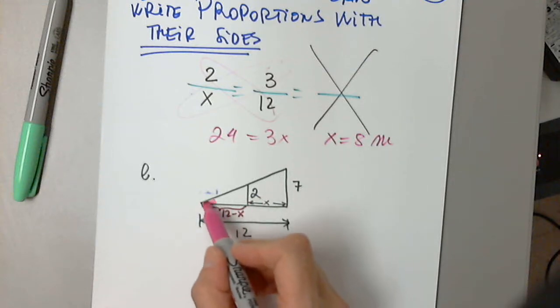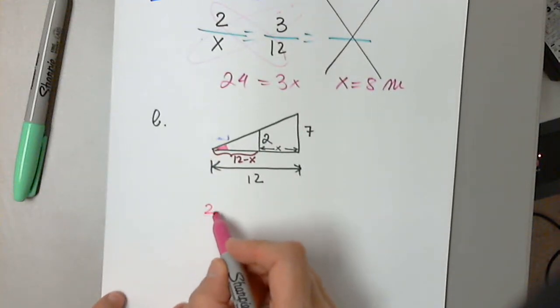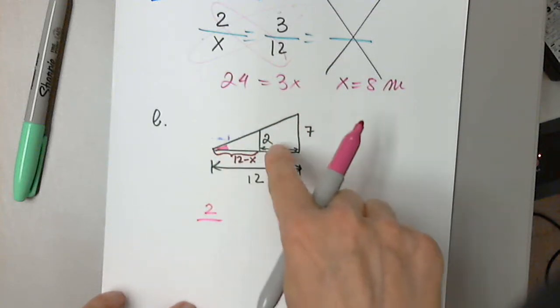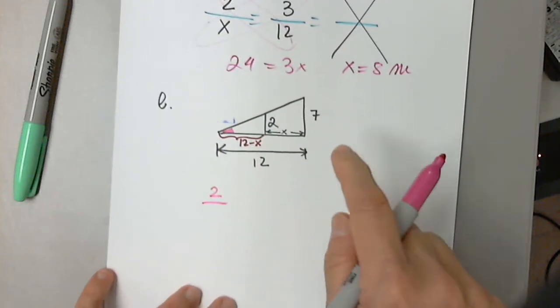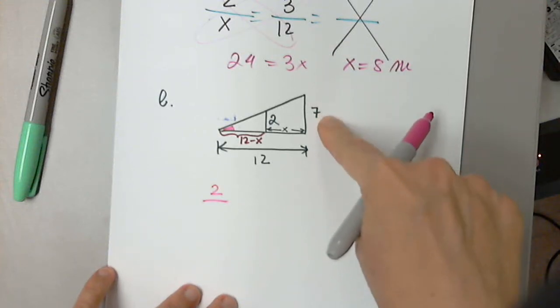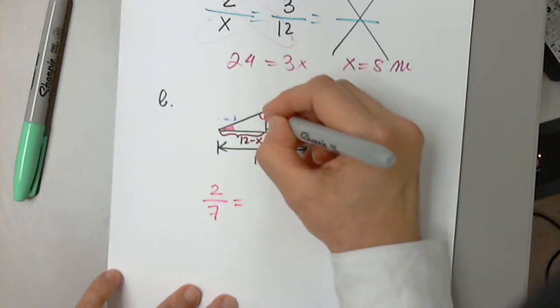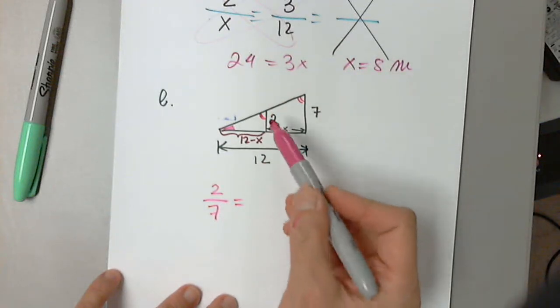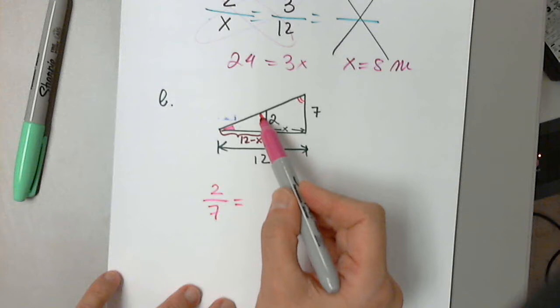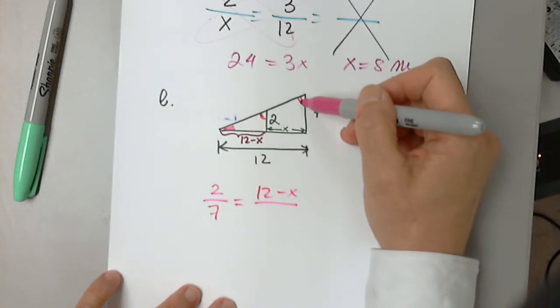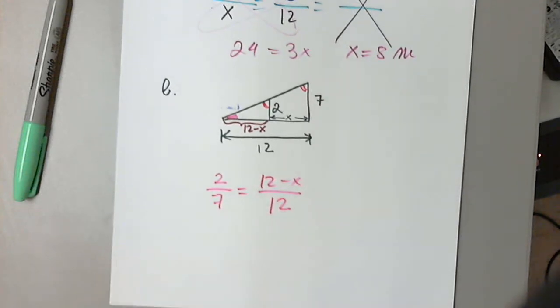We start with the common angle. So then the opposite side of the common angle in the small triangle is 2 over the opposite side from the big triangle, which is 7, equals. So now we are looking at these angles. The opposite of this angle is 12 minus X. Same angle. The opposite of this angle in the big triangle is 12. Okay. Again, this is a proportion.